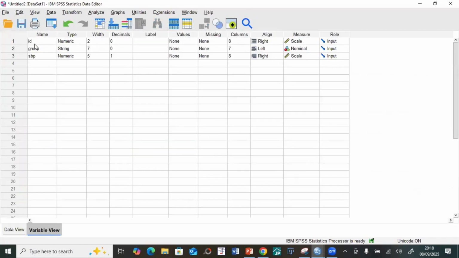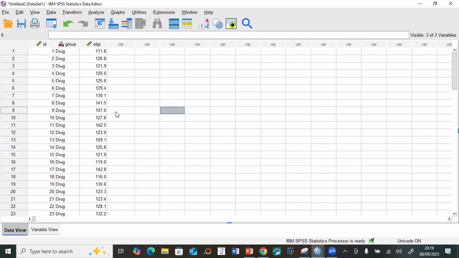In the variable view, I have three variables. I have the ID, the patient ID, which is numerical. I have the group, which is either drug or placebo. I've put it as a string, but usually it's easier if you code it into 0, 1 or 1, 2, and I'll show you why it's important to do so. And then our outcome, which is systolic blood pressure, is a numerical outcome.